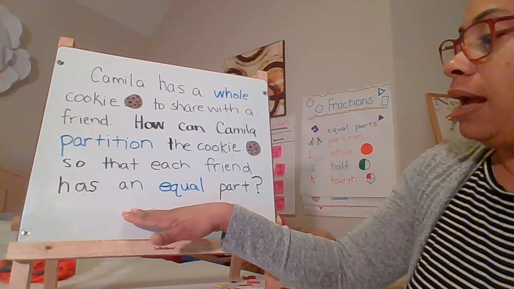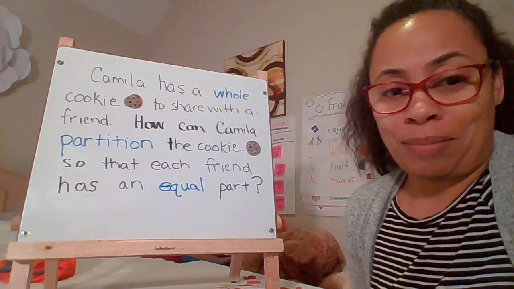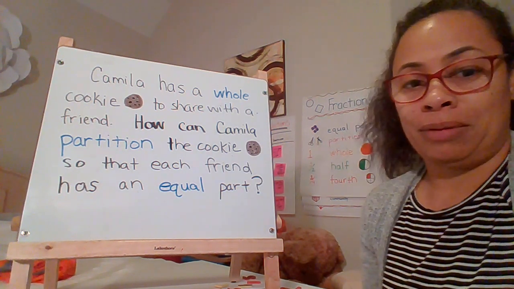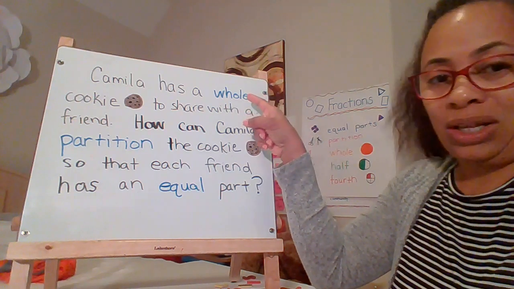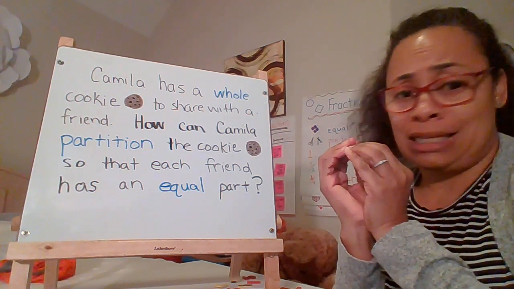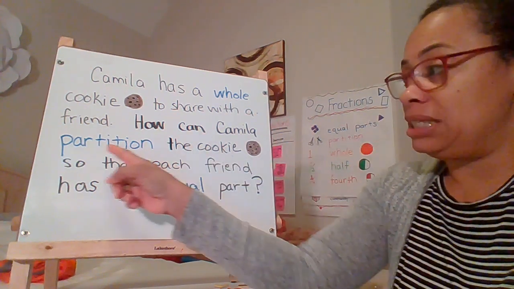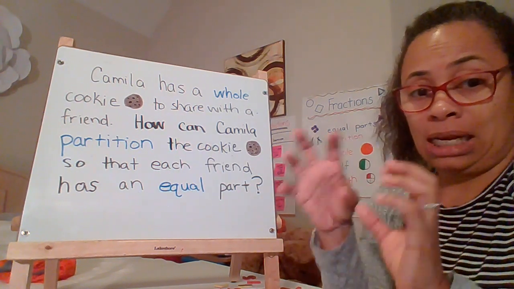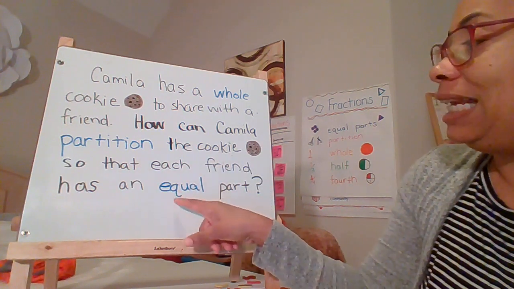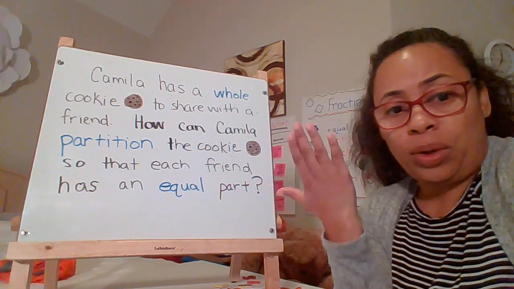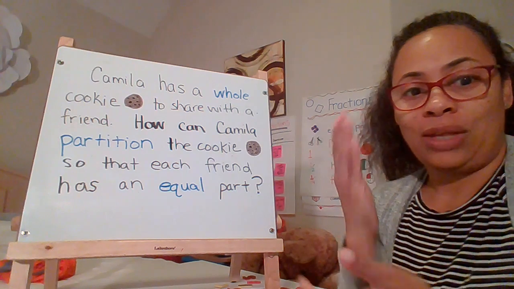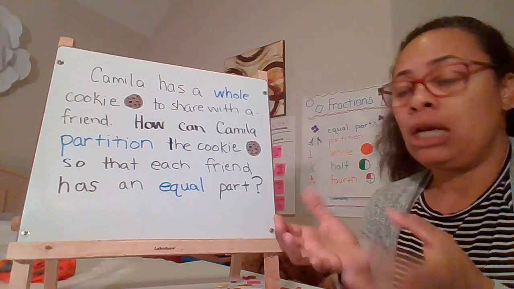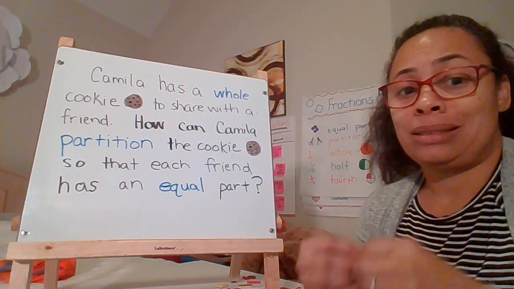So, I saw thumbs going up during my reading of the story. Good job, because that means you noticed our vocabulary words for math. Whole means a whole piece of something. It hasn't been partitioned yet. Partition. That means we're going to need to do something. What are we going to need to do? Separate it into parts. And equal. So this is telling us how we're going to separate it. We're going to separate it so that it's equal parts, meaning not one piece is bigger than the other, but that those pieces are going to be the same size.